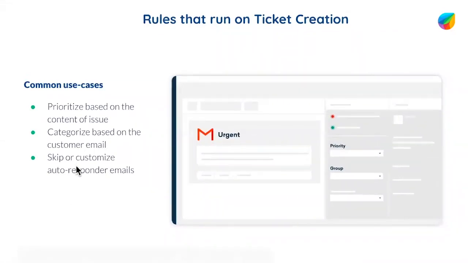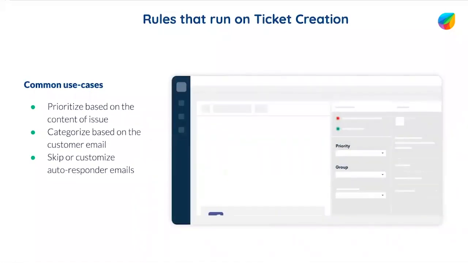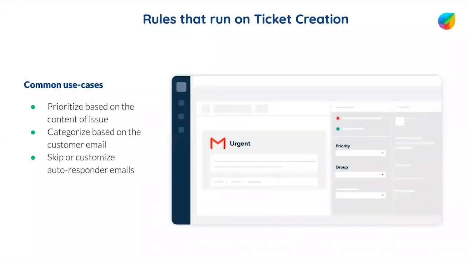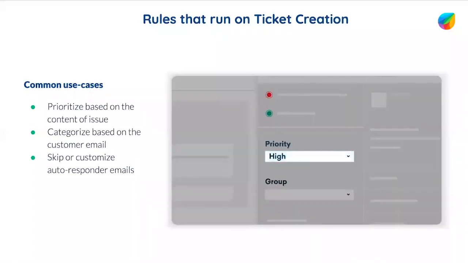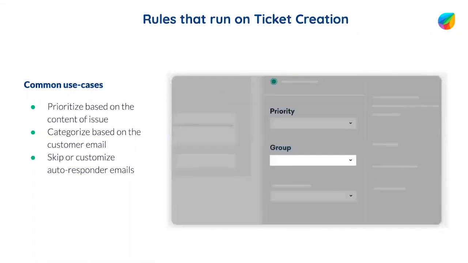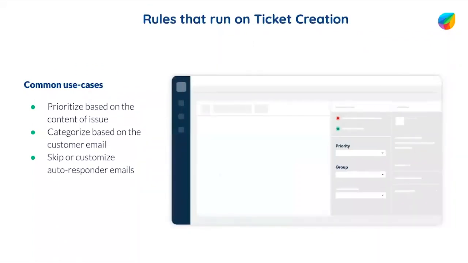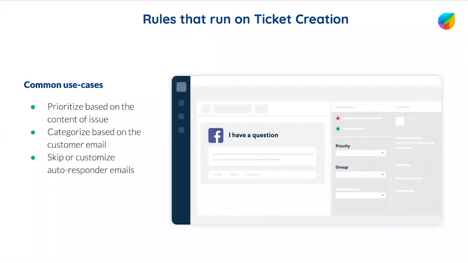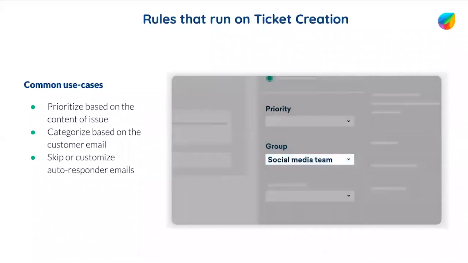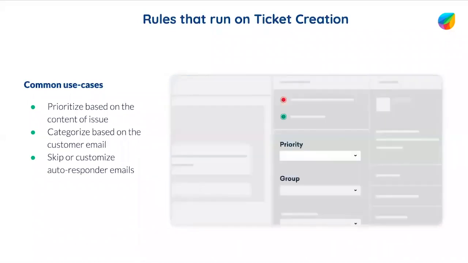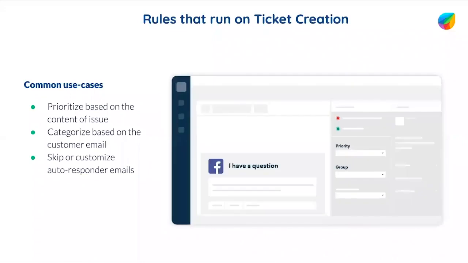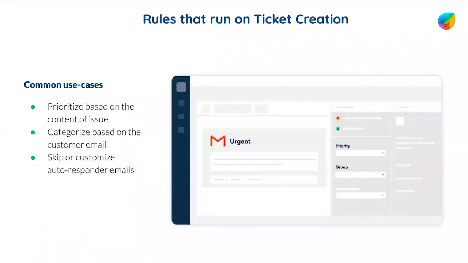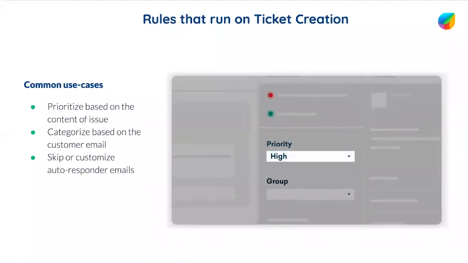One is prioritizing based on the content of what the customer has written to you about. So if they've used words like urgent, extremely important, or exclamation marks, you can have Freshdesk automatically bump up the priority, so your team looks at those tickets first. You can categorize it based on the email that your customers are writing to you, if you have different email addresses for your support team. And the last one is, depending on what they've written to you about, depending on who's writing to you, you can skip the autoresponder emails, or you can personalize them.